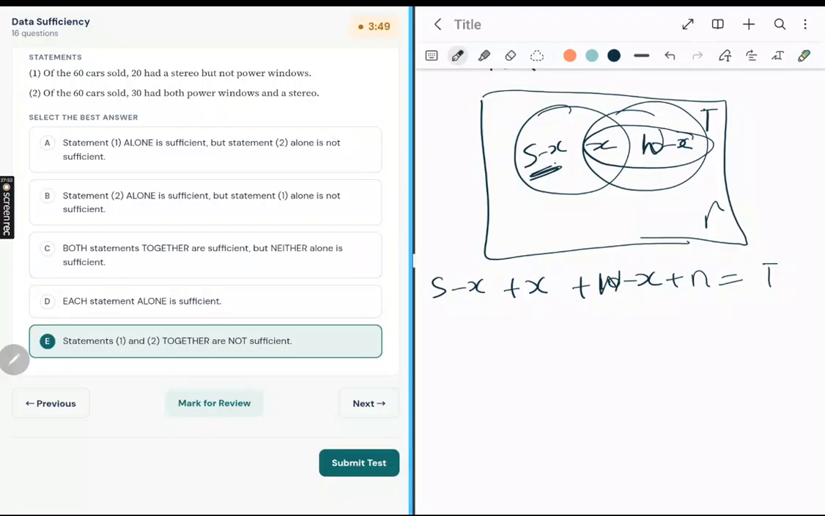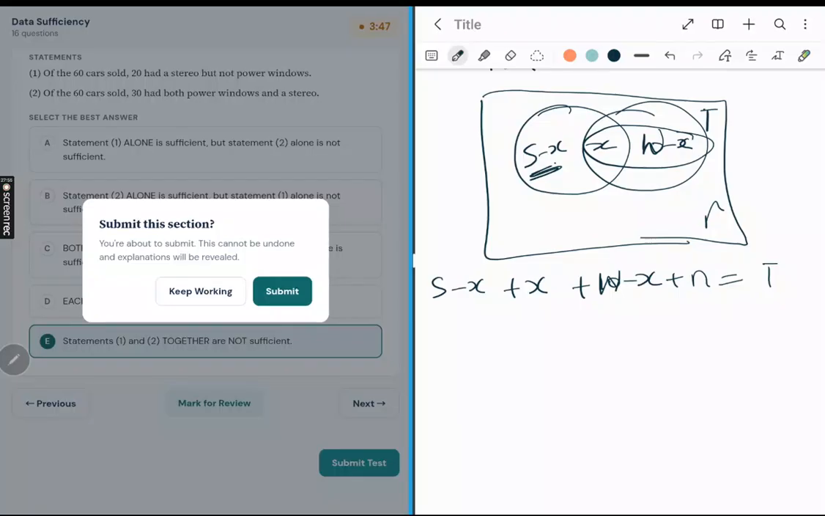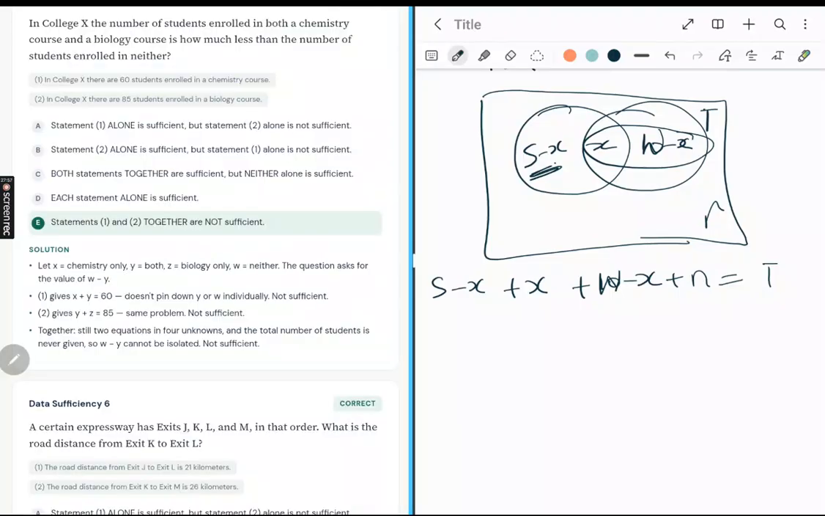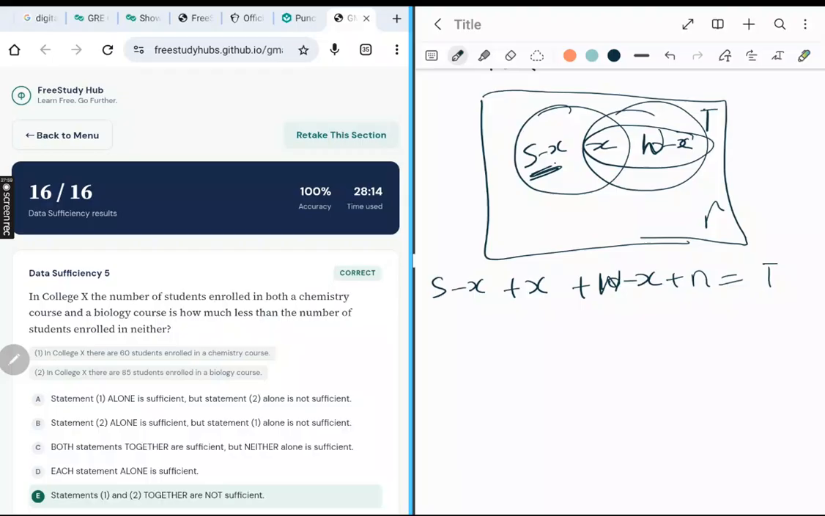I will go ahead and submit. Yes, submit. Okay, it's actually 16/16 this time.